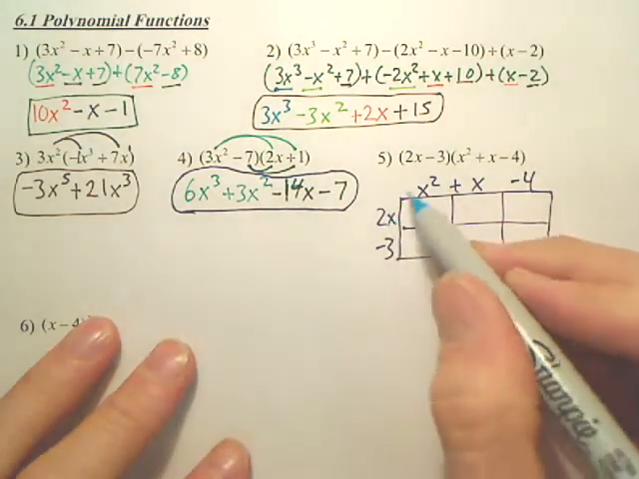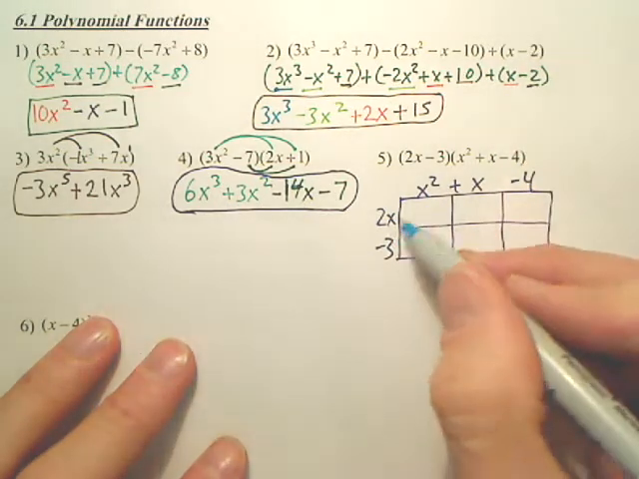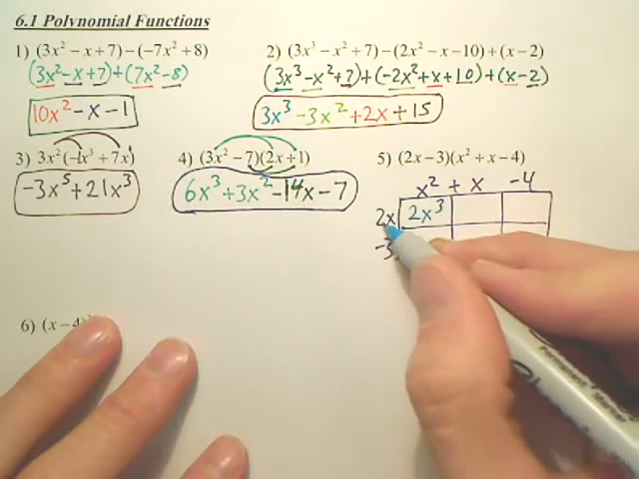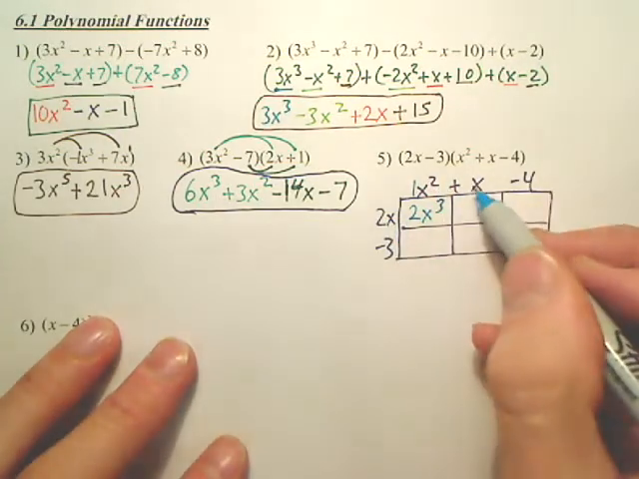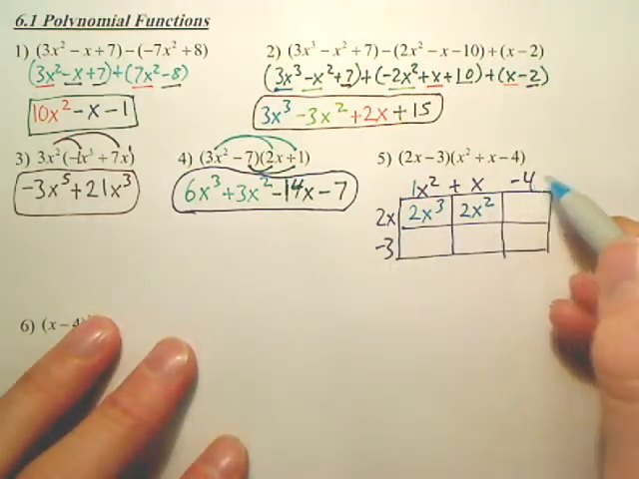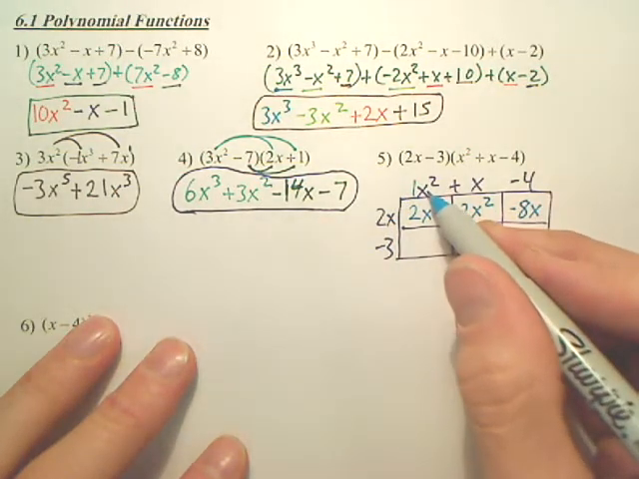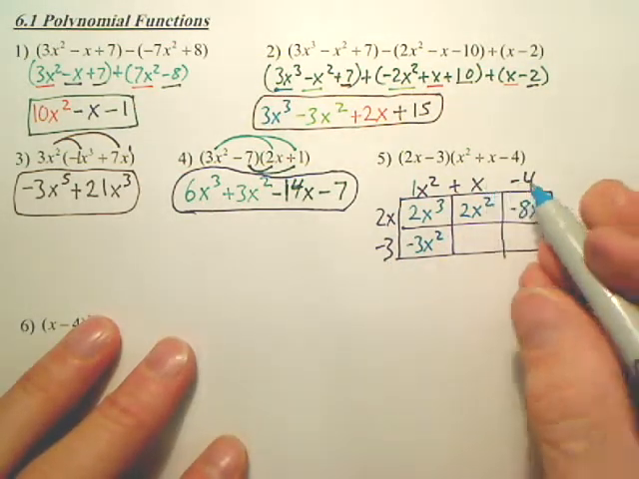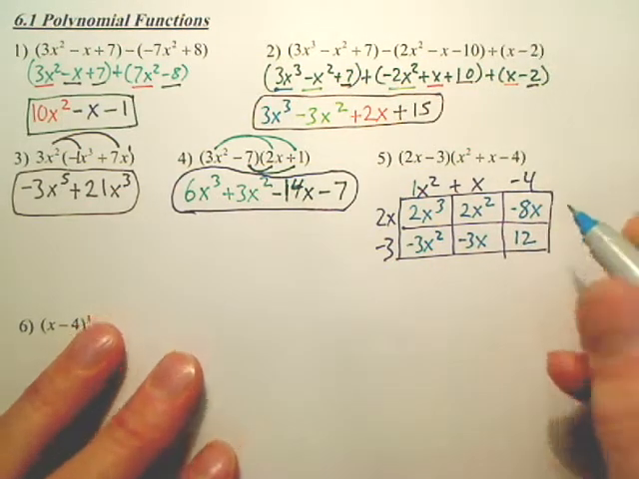Anywho, when I put this on one side and the other one on the top, do you understand it's just a multiplication table? What goes in the first box? 2x cubed. You should notice it's 2x cubed, because 2 times 1, and then x times x squared, x cubed. What's 2x times x? 2x squared. 2x times negative 4 is negative 8x. Negative 3 times 1x squared is negative 3x squared. Negative 3 times x is negative 3x. And negative 3 times negative 4 is positive 12.